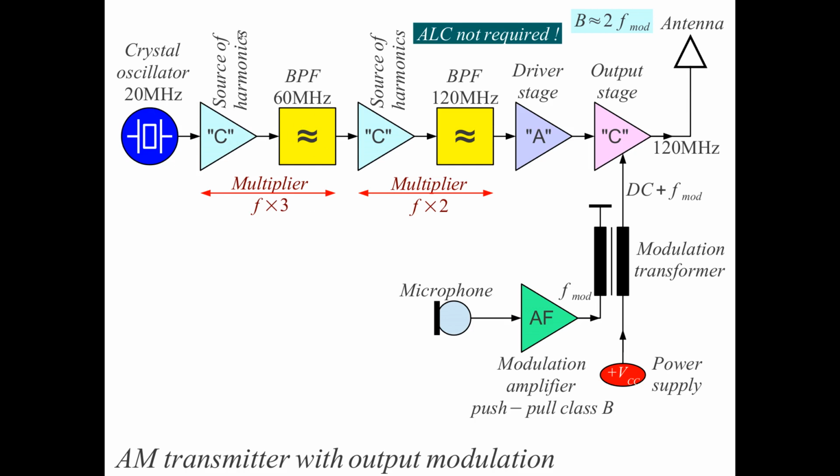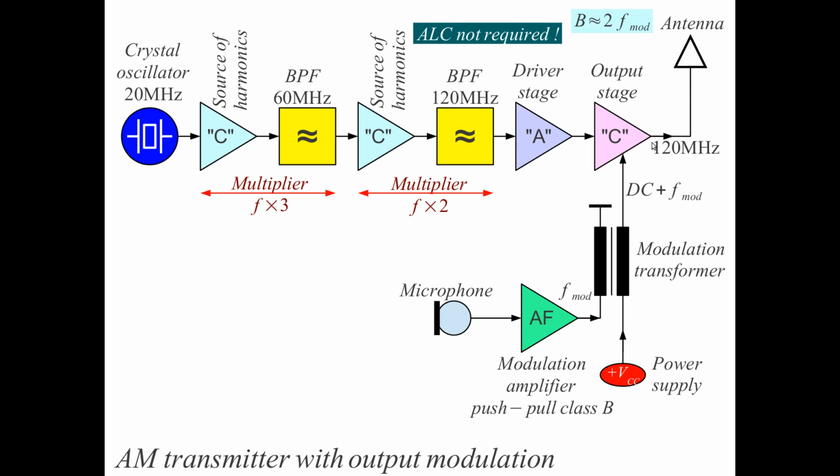This is a multiplier times 3, and we have another multiplier times 2 using the same design: a source of harmonics with a class C amplifier and a bandpass filter to extract the desired harmonic. And finally, we have to amplify the obtained signal, first with a driver stage in class A and then with an output stage in class C, to have both high efficiency but also to perform modulation here.